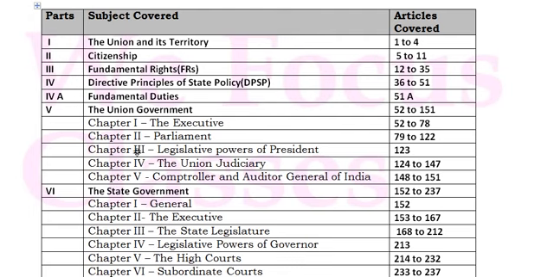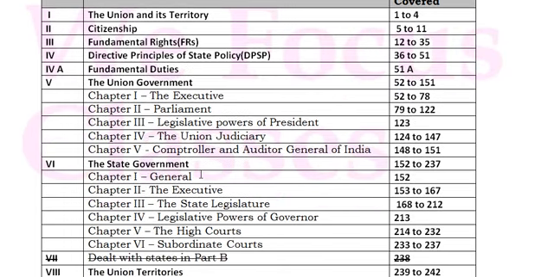In this union government we have 5 chapters. Chapter 1 is the executive, chapter 2 is about the parliament, chapter 3 is about the legislative powers of the president, chapter 4 is about the union judiciary, and chapter 5 is about the comptroller and auditor general of India. It is CAG we say. So this part 5 deals with the union government.